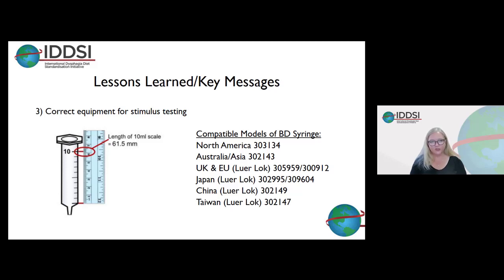And IDDSI is shortly going to be coming out with a new IDDSI funnel testing device, which is also valid for flow testing. And hopefully that will mitigate some of the supply and demand challenges that people are experiencing.